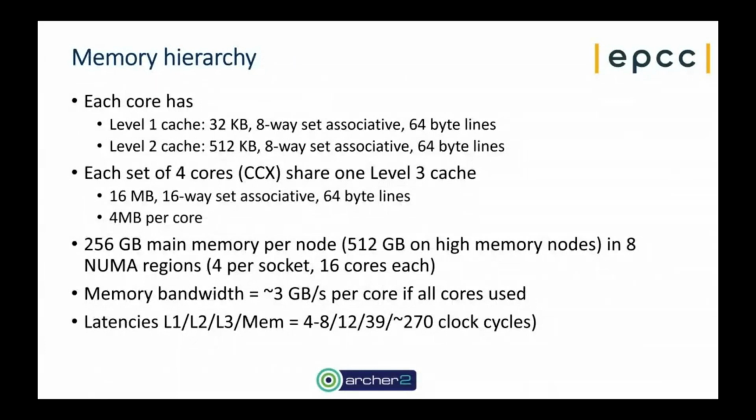Just for complete detail, although we probably won't use any of this data in the course, each core has a L1 cache with 32 kilobytes, 8-way set associative with 64-byte lines. And there's an L2 cache in the cores as well, which is 512 kilobytes, so it'll be slower, but it's bigger, 8-way set associative and 64-byte lines. And then each 4 cores, which AMD call a CCX, a compute module, I think, has a shared L3 cache.